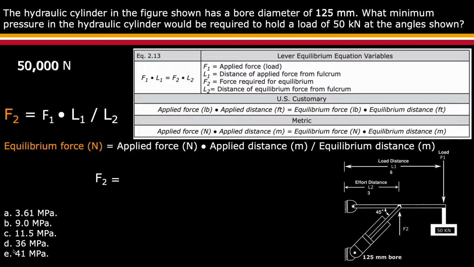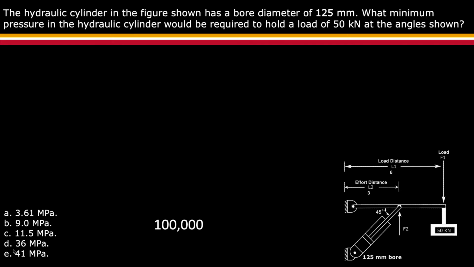F2 equals F1, which is the applied force of 50,000 newtons, times L1, the applied distance, which in the graphic is 6, divided by the equilibrium distance also provided in the graphic of 3. Calculating those numbers, the equilibrium force F2 is equal to 100,000 newtons.